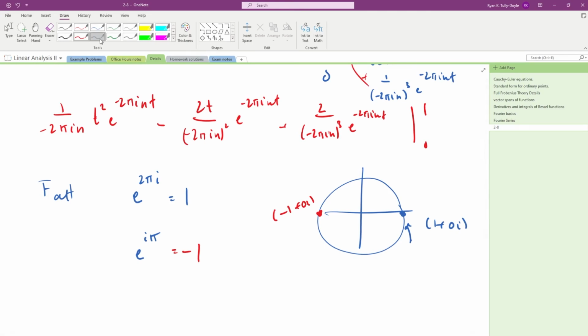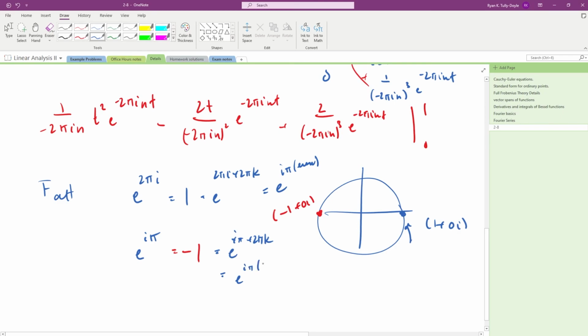Now, not only are those formulas true, but any number of rotations around the circle preserve the equation. So this is also equal to e^(2πi + 2πk). What that means is that if you have e^(iπ) times any even number, you get 1 out. In this case, you're going to get e^(iπ) plus any number of rotations around the circle. When you simplify this one, what you end up with is e^(iπ(2k+1)), and this number is odd. So e^(iπ) times an odd number is equal to -1.